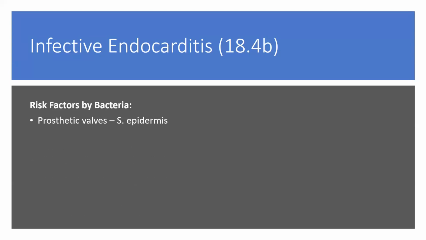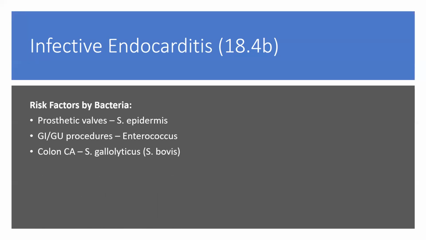So Staph epidermidis is associated with a prosthetic valve specifically, so different than Staph aureus. If you did a gut procedure or a GU procedure prior to getting endocarditis, Enterococcus. They tend to live in the gut, and so are more likely to be exposed from the gut. So that's why if there was a GI or GU procedure that led to infective endocarditis, I'd lean into Enterococcus.